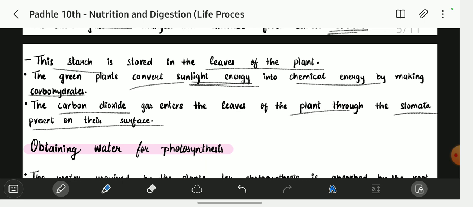Now we'll see that carbon dioxide gas enters the leaves of the plants through the stomata present on the surfaces. So stomata is the main point of this chapter, as the stomata is like the nose of the plant. As we take in oxygen and throw out carbon dioxide, it is the same like that.